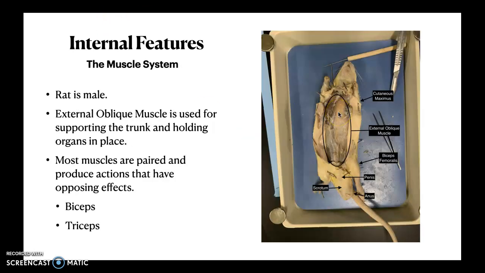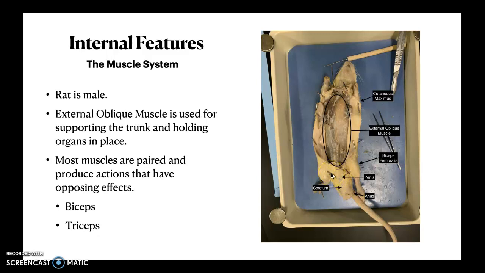So, looking at the internal features of the rat, before we do that, we're going to look at the reproductive structure. And right here we have what is clearly a male. We have the scrotum, we have a penis right in this area, and then the anus is tucked right in between the tail and the scrotum. So we know our rat is a male.